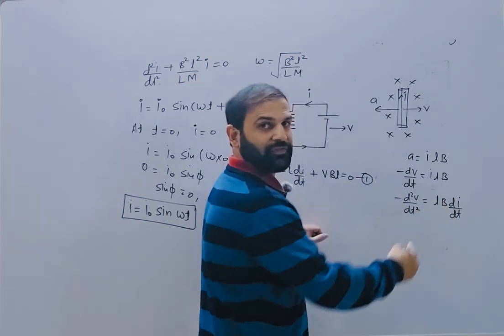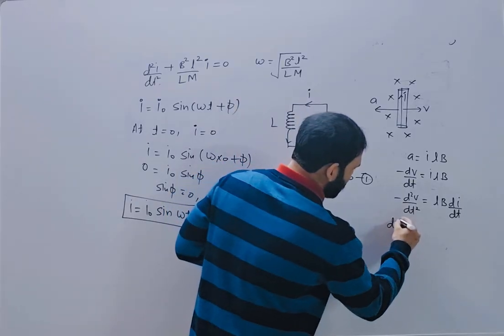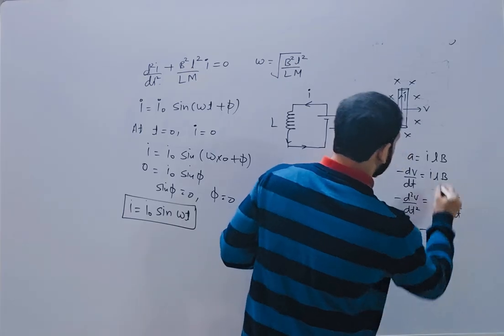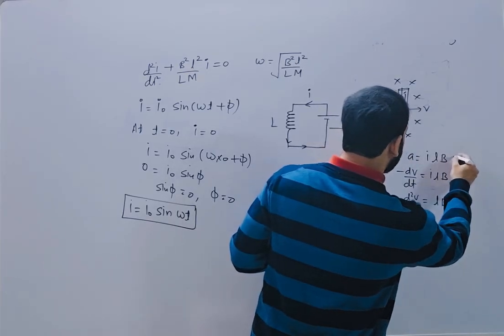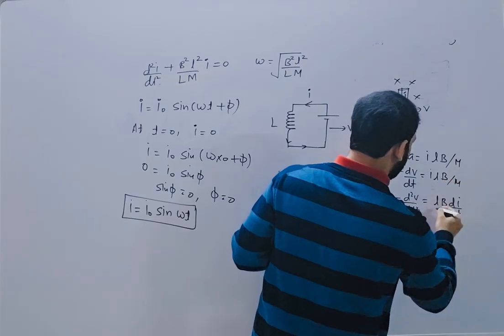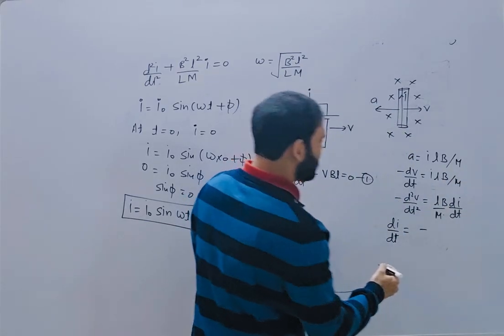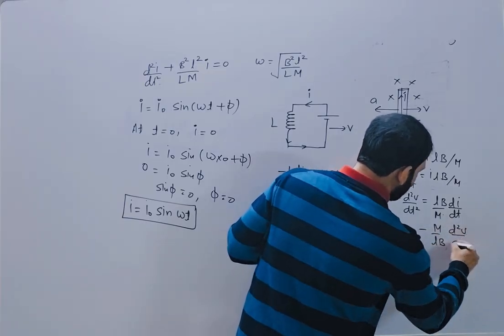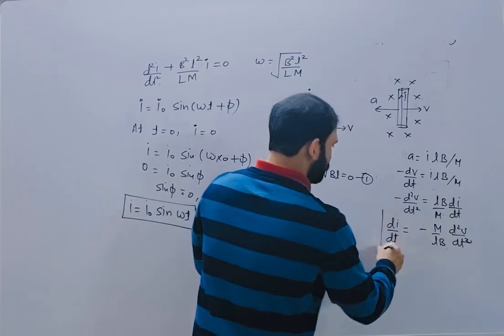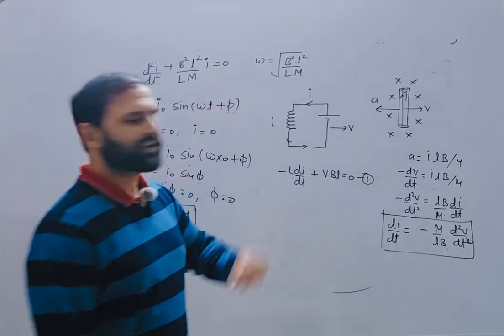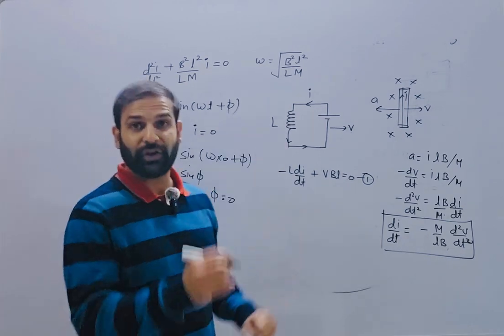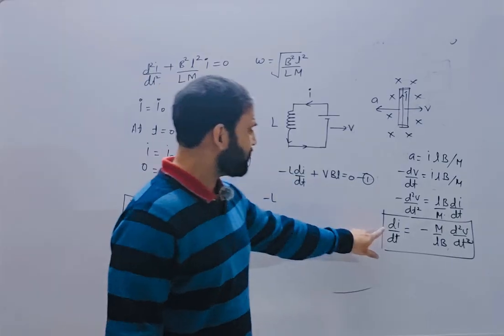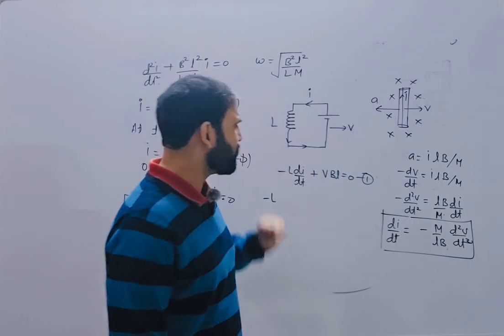So from this equation we can find the value of di by dt. I forgot to divide this equation by m, so there we will have m. So di by dt is equal to minus m by LB d2v by dt square. We will use this equation to find the relation between velocity, or to find the nature of velocity of the rod. Now, minus L di by dt: what is the value of di by dt? We will substitute this value in this equation.